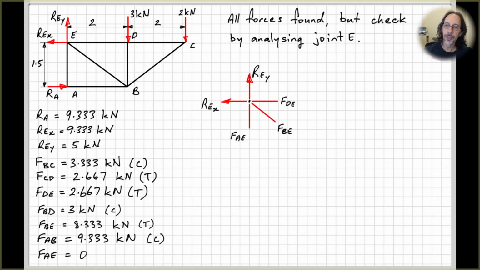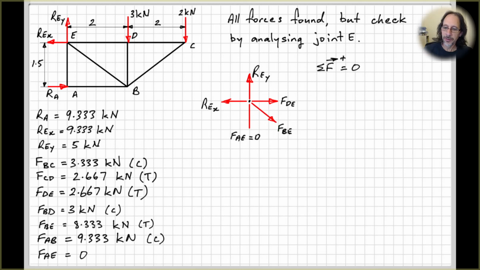So if I draw a free body diagram, joint E, and put on my reaction forces here and put on some unknowns, or pretend that they're unknown, I guess. We've already calculated them by doing method of joints elsewhere. Right, we also worked out that FAE was equal to 0. So looking at this, FDE must be to the right for equilibrium, and FBE must be acting downwards.